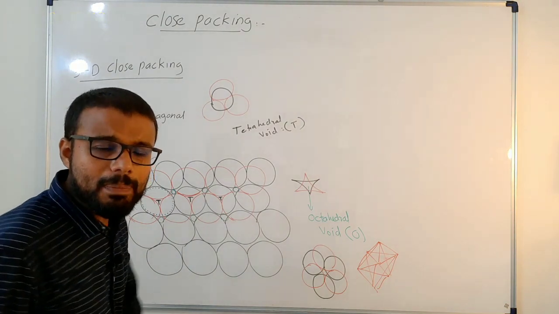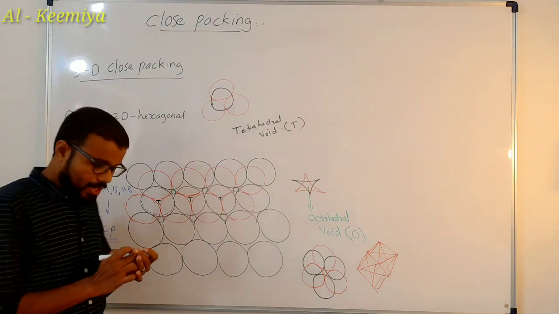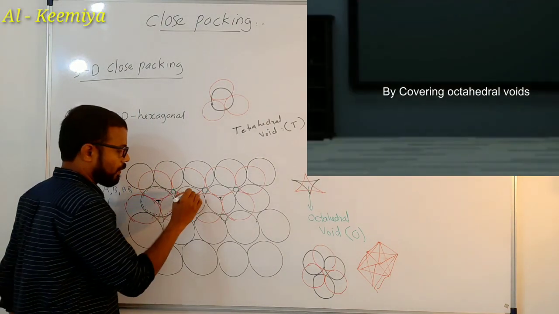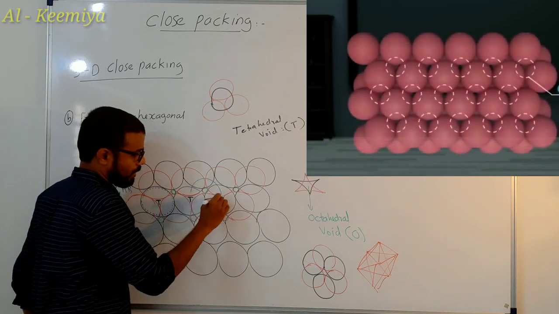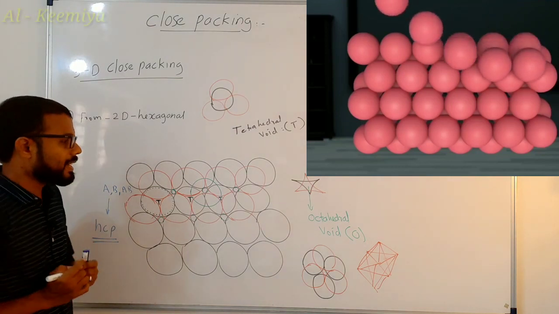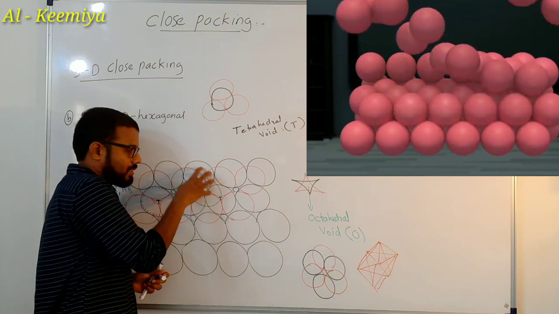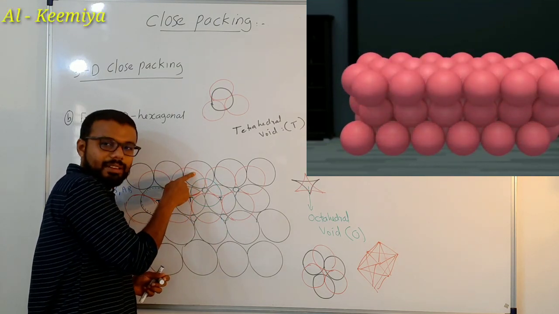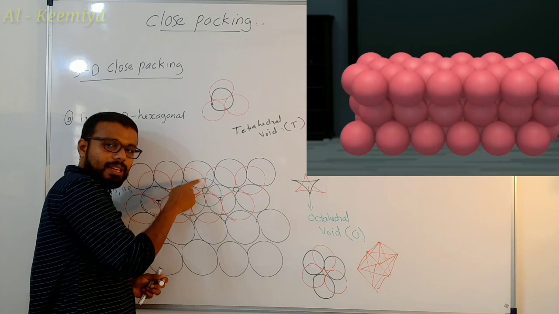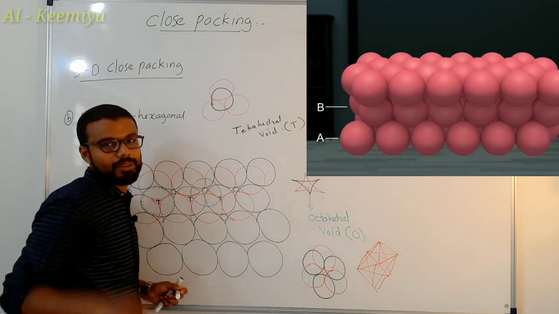This is called HCP arrangement. Now what is FCC or CCP? In FCC or CCP we place the third layer over the octahedral void. See, we are placing the third layer over the octahedral void. Is it equal to the second layer? No, it is different from the second layer, because it does not coincide with the second layer. It is not coinciding with the first layer, that is black. So this arrangement is A, B, and this third layer is C, because it is placed over the octahedral void.